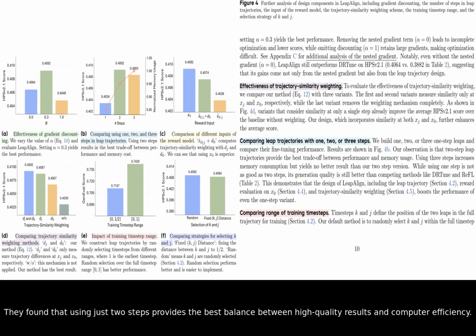They found that using just 2 steps provides the best balance between high-quality results and computer efficiency. Using more steps didn't actually make the images better, but it did make the training much more expensive.